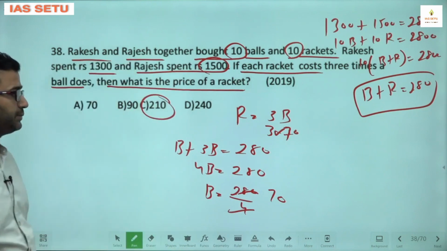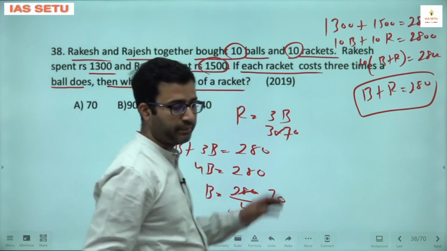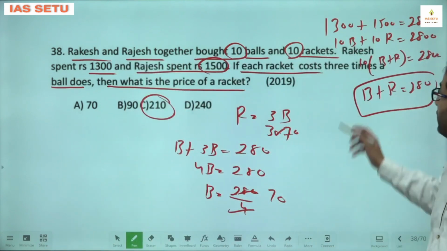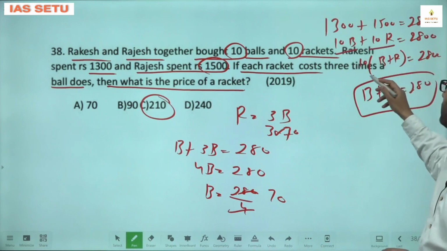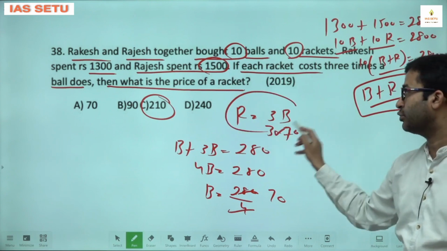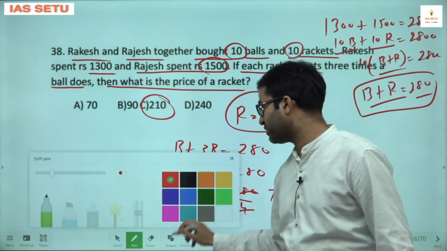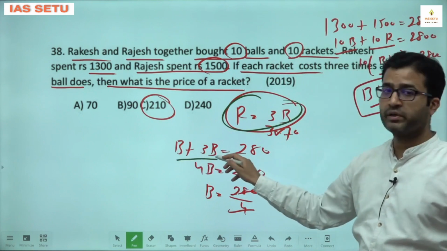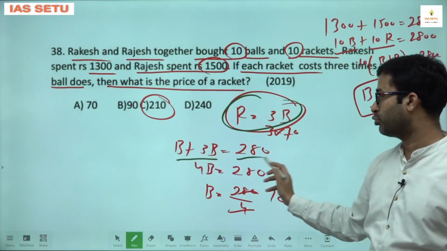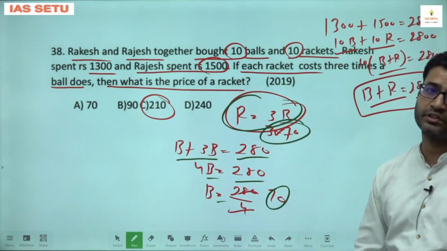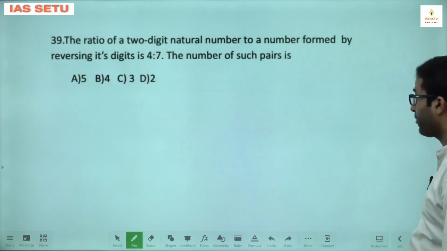210. Answer C. I repeat, first the total amount with them is 1300 plus 1500, 2800. In that they got 10 balls, 10 rackets. So 1 ball, 1 racket, 280. So here 1 racket is equal to 3 ball. The price of the racket is thrice the ball. So ball plus 3 ball, because ball plus racket, racket has been replaced by 3 ball: 280, 4 ball 280, 1 ball 70. So 1 racket will be 3 into 70, 210.